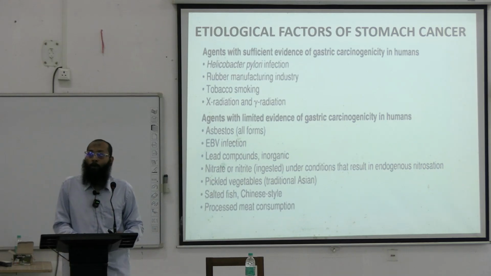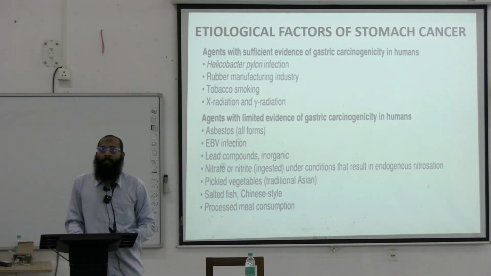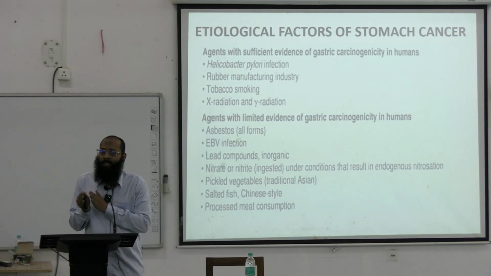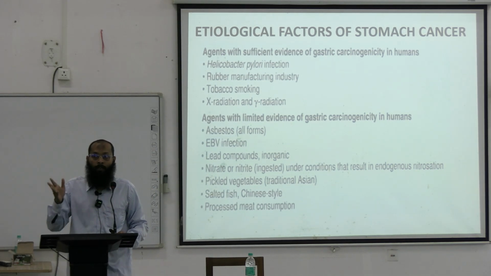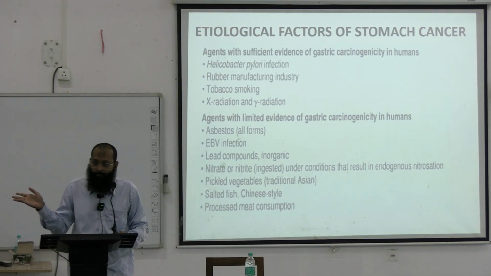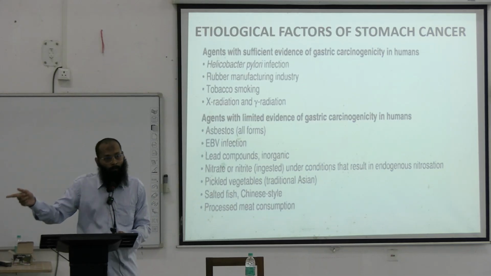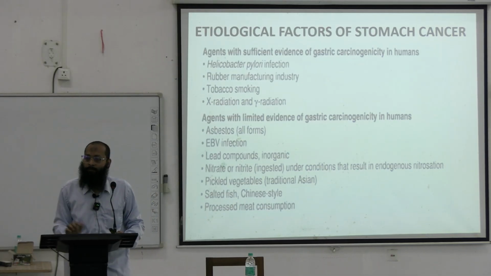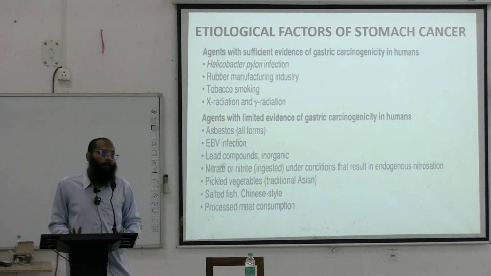Next, it produces a particular enzyme, urease. Because of this enzyme, the urea present in our body, in the blood circulation, is broken down into ammonium and carbon dioxide. This ammonium the bacteria utilizes for neutralization of that acidity. Clear? So in this way the bacteria survives in our stomach. Clear?